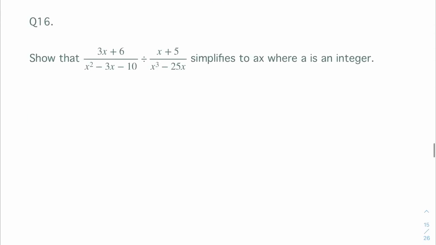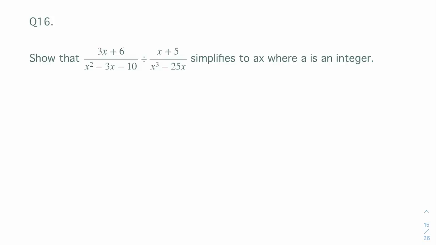Okay, so we have an algebraic fraction. It says show that, and then we have these two algebraic fractions being divided. Show that it simplifies to ax, where a is an integer. So we need to actually factorise everything. And don't forget, when we're dividing, we're going to keep the first one and flip the second one over.